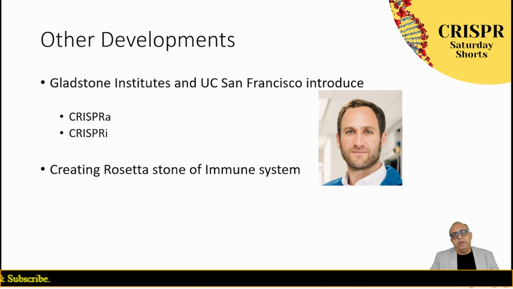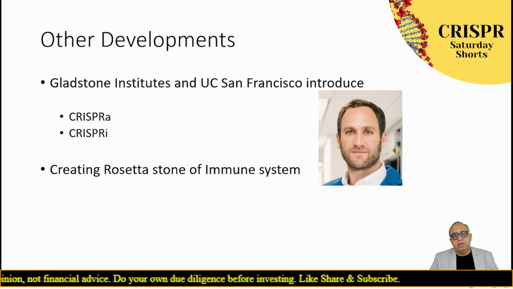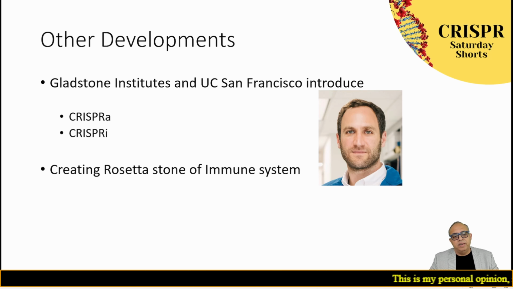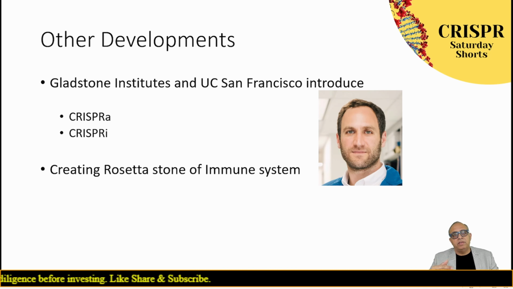What they have done is take the Cas9 protein and modify it so that instead of cutting at a specified point, it carries a molecule that would activate or deactivate a gene on binding to the location. So when CRISPR has an activating molecule attached to it, it's CRISPRa. When it has an inactivating molecule, it's called CRISPRi. Using these two and adapting them to the human immune system, Dr. Marson's team is trying to create a Rosetta Stone or a dictionary of how the immune system functions.